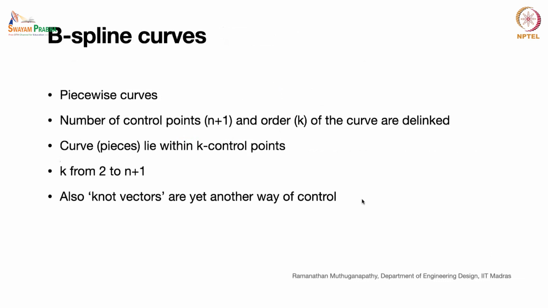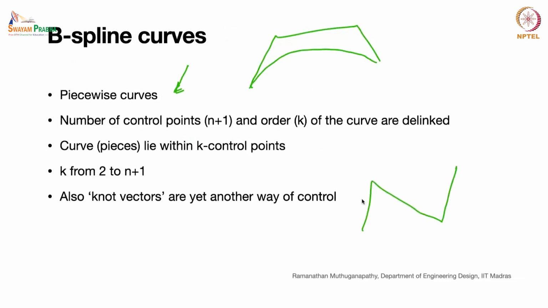Now, one thing is that the Bezier curve is a single piece curve. If you draw control points, this is a single piece curve. Whereas in a B-spline, there may be one piece for one portion, something like this, and then another piece for another portion, something like this. So a B-spline is basically piecewise curves joined with certain conditions. We don't go into how these are joined.